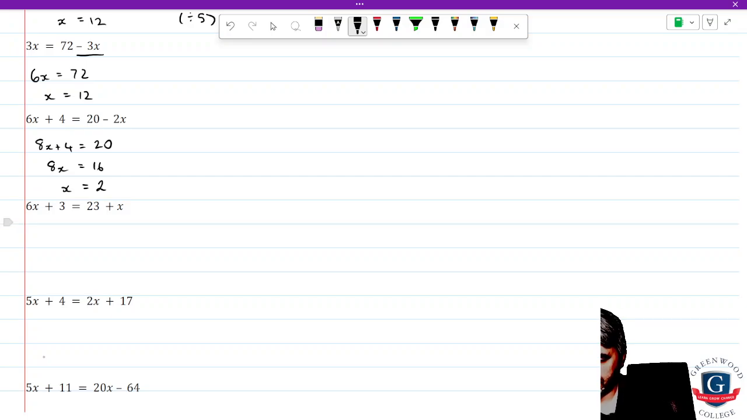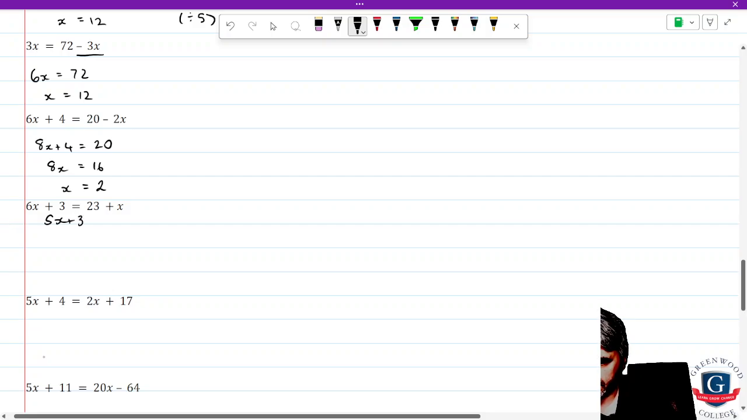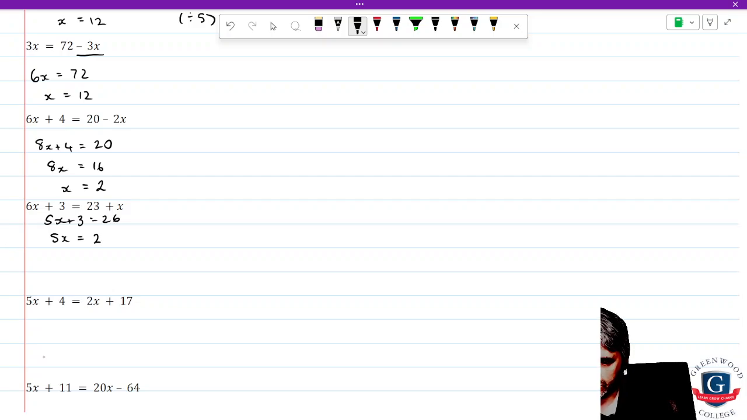So 6x plus 3 equals 23 plus x. Subtract x from both sides. 5x plus 3 equals 23. Subtract 3 from both sides. 5x equals 20. Huh? I've done something wrong here. That doesn't make sense.